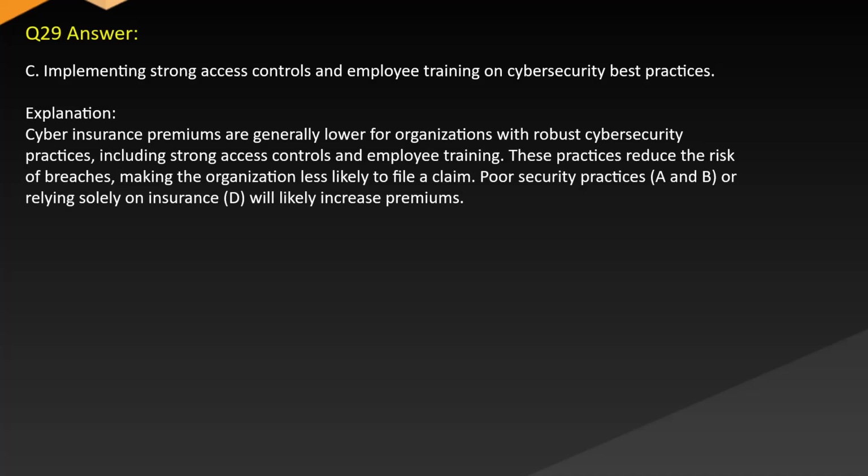Answer. C. Implementing strong access controls and employee training on cybersecurity best practices. Explanation. Cyber insurance premiums are generally lower for organizations with robust cybersecurity practices, including strong access controls and employee training. These practices reduce the risk of breaches, making the organization less likely to file a claim. Poor security practices, B, or relying solely on insurance, D, will likely increase premiums.